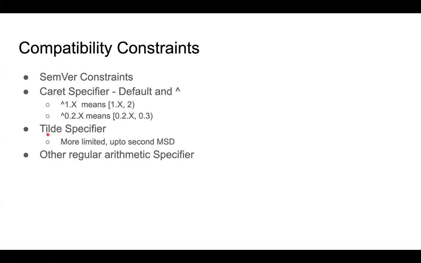Now moving on to the tilde specifier. This is a more constrained version of the caret specifier. If we wrote tilde 1.2, it would mean 1.2.x, so 1.2.x to 1.3, not 2. This constrains your dependency more.